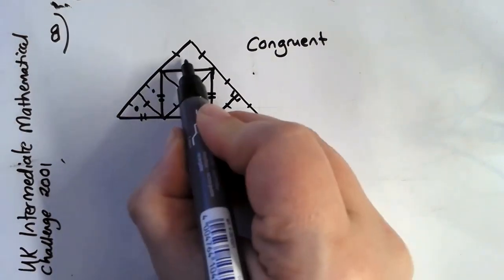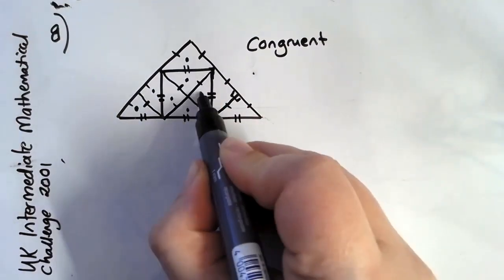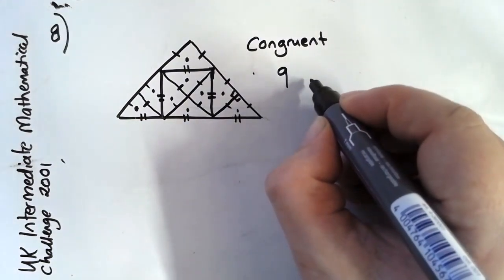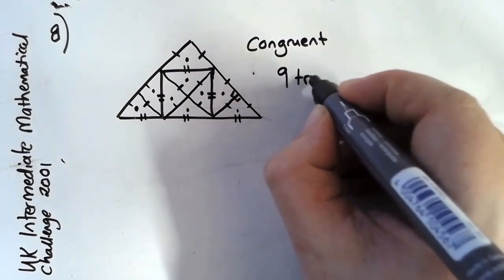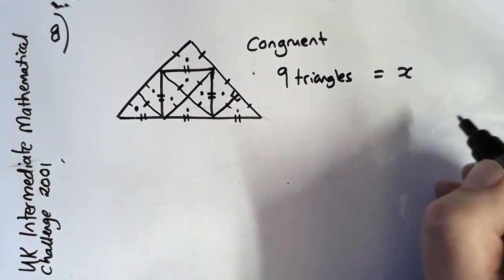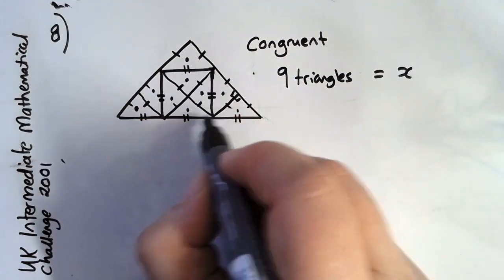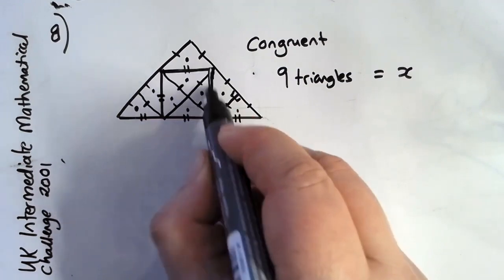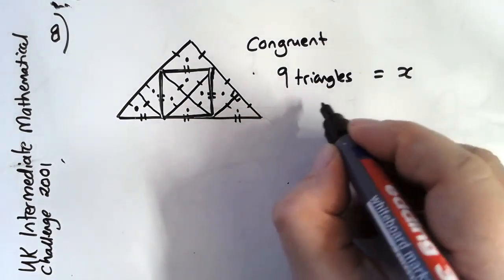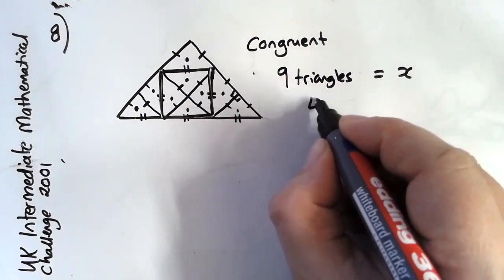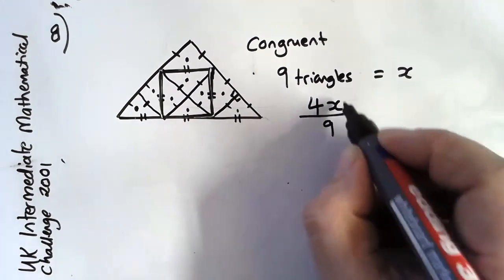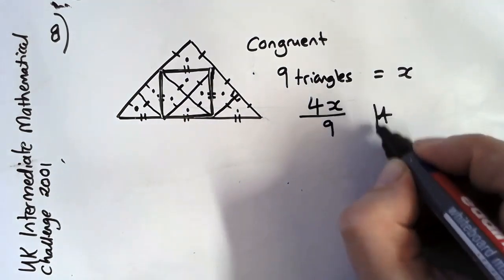So we've got 1, 2, 3, 4, 5, 6, 7, 8, 9. So we have 9 congruent triangles. We've got 9 triangles equals an area of X. And so the square is 4 of those triangles. This square in here is 4 of those triangles. And therefore the area of those 4 triangles is 4 triangles divided by 9. This is the area, and that is 8.